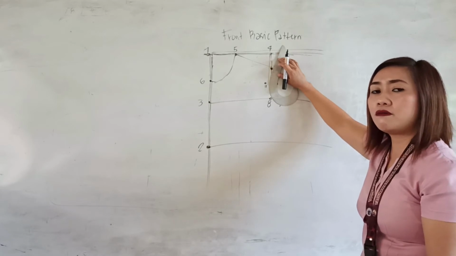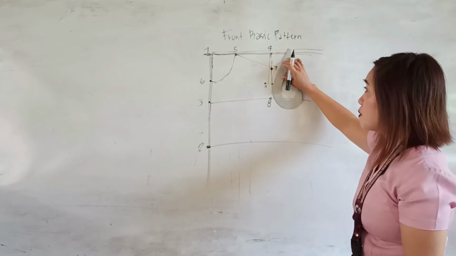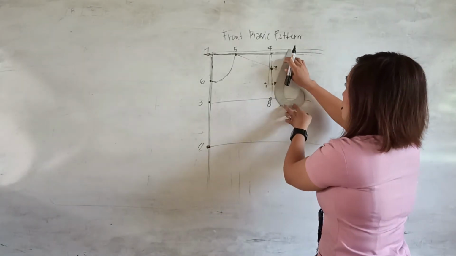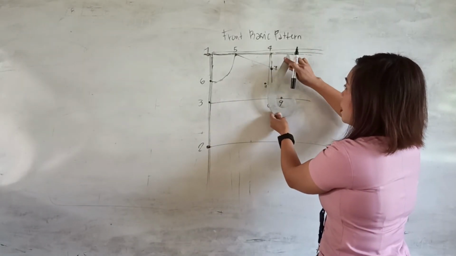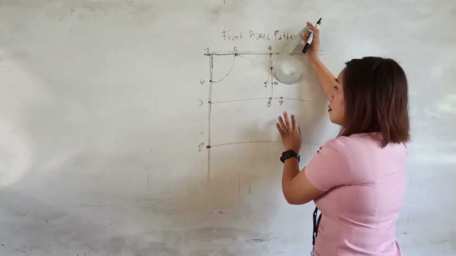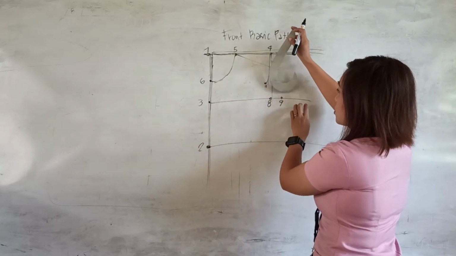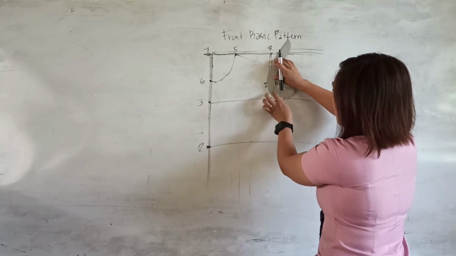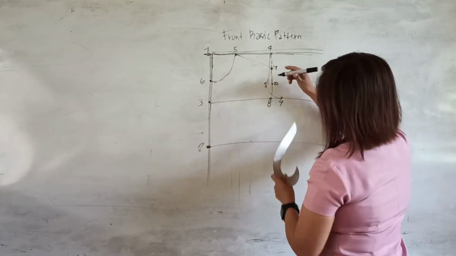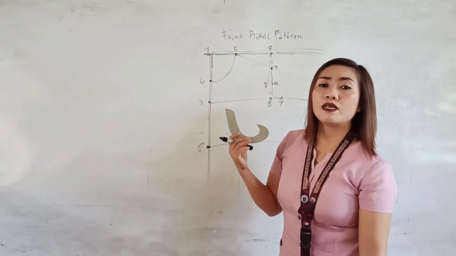Now, if you have difficulty in shaping your armhole, you can first connect points 7 and 11, but make sure that it is slightly curved. You use this part of your French curve, and you connect points 11, 8, and 9 using this part of your French curve for you to easily shape your armhole. Now make sure that when you shape that one, it has a smooth curve.